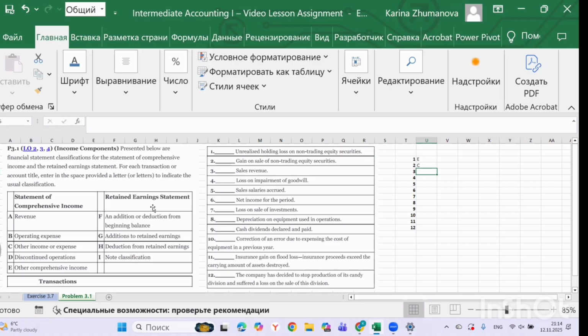Okay, the third one is sales revenue. Sales revenue is the money which is earned by the main company processes. So the answer is revenue, A. Fourth one, loss on impairment of goodwill. Goodwill is an intangible asset, and impairment is when the value of the asset is decreased. So the answer is C, because we don't have losses of assets on a daily basis.